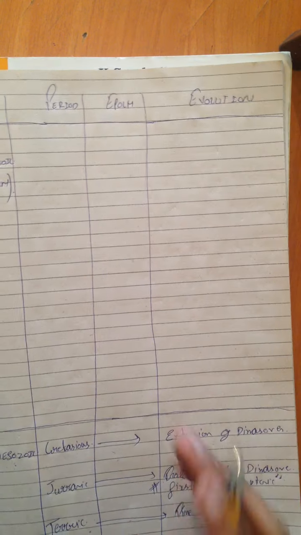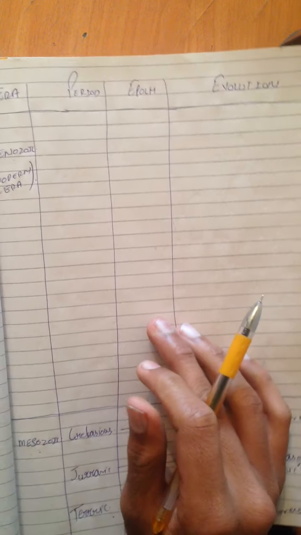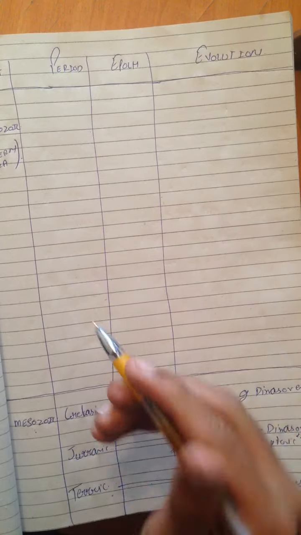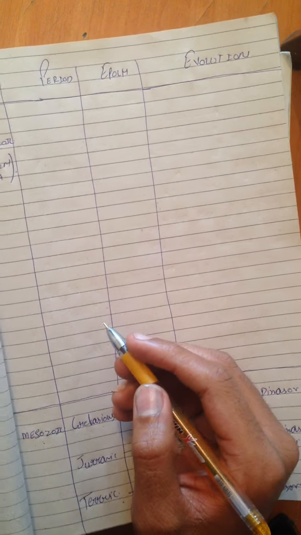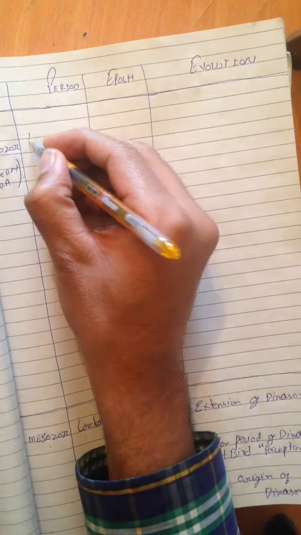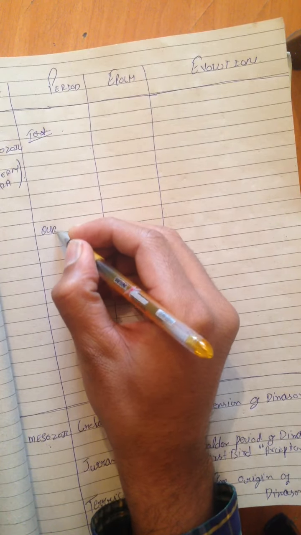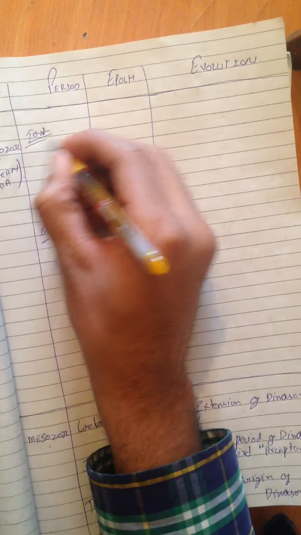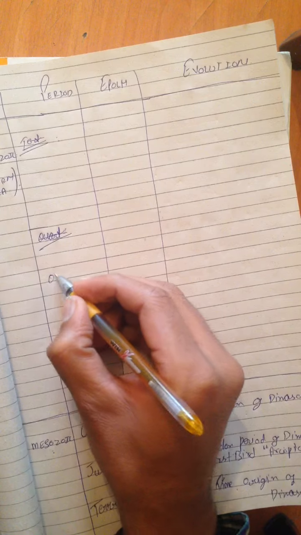Let me talk about the Cenozoic era or the modern era. The Cenozoic era is the most important, because in this the evolution of Homo sapiens takes place. In this there are two periods, tertiary and quaternary.